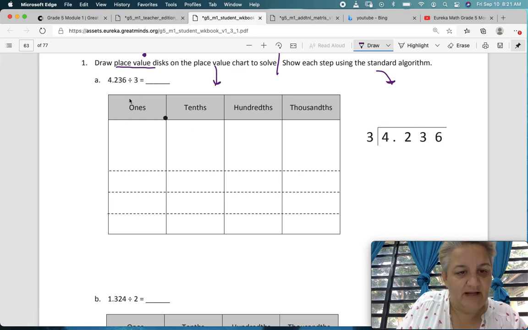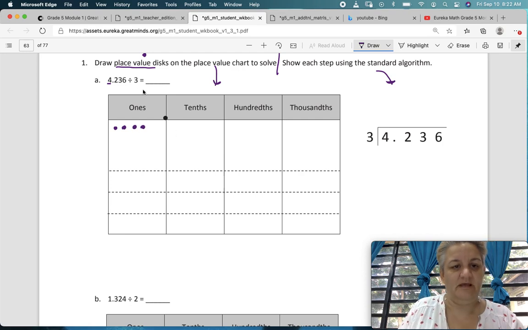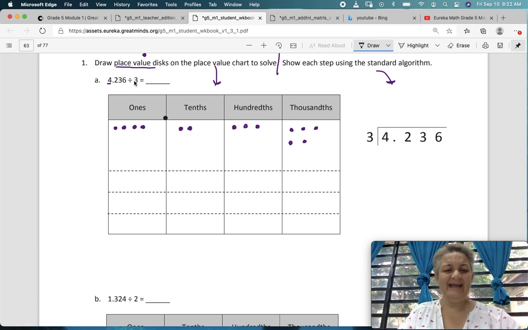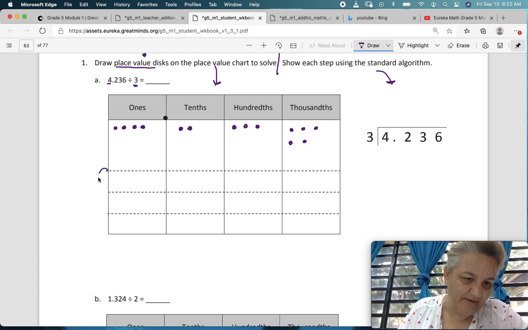All right, so let's put our little place value discs in the place value chart. So we have 4 ones, so 1, 2, 3, 4. 2 tenths, 1, 2. 3 hundredths, 1, 2, 3. And 6 thousandths, 1, 2, 3, 4, 5, 6. Okay. And down here, we have 3. Right? So we're going to divide that into 3.